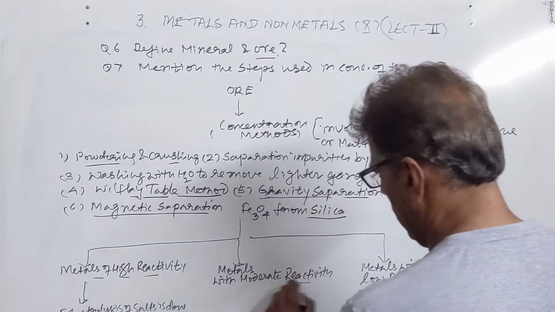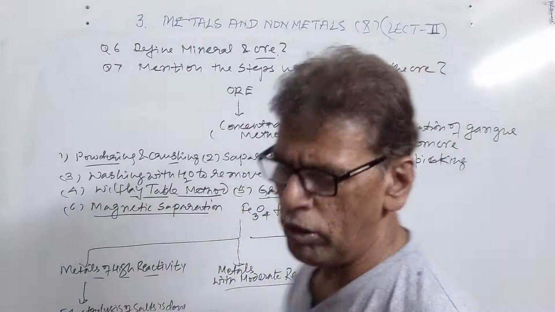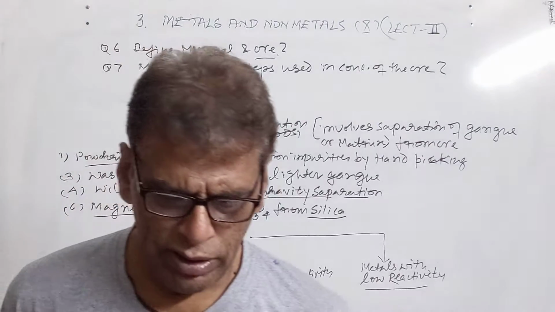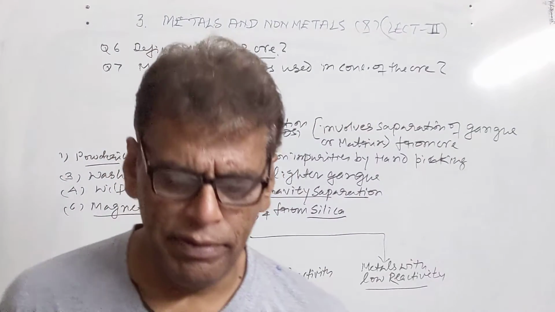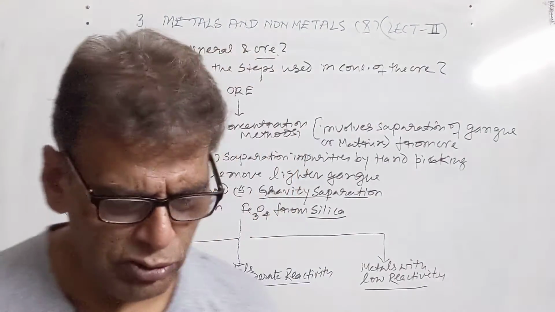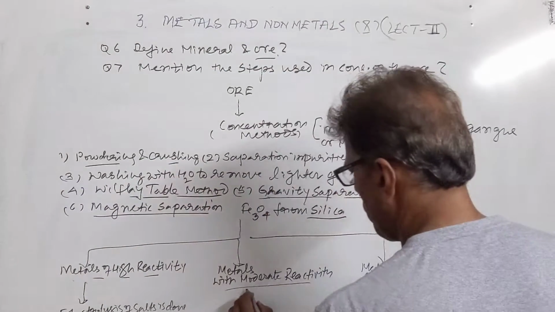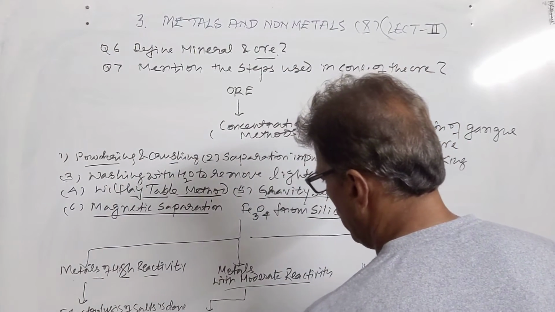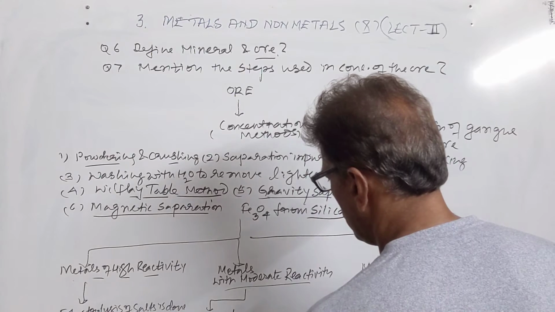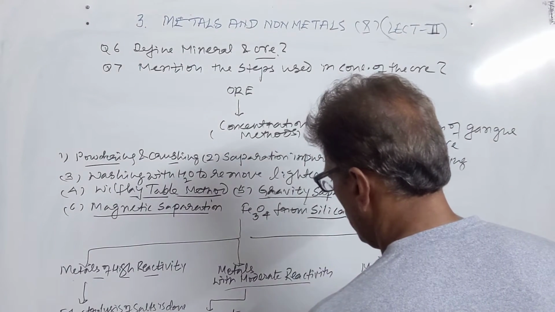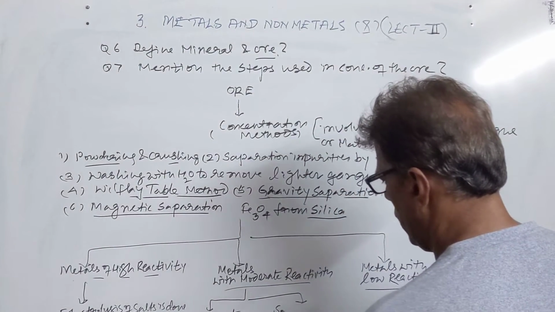Then we have the metals which have moderate reactivity. They have neither high reactivity nor low reactivity. These ores are of two types: carbonate ores, and second, sulfide ores.